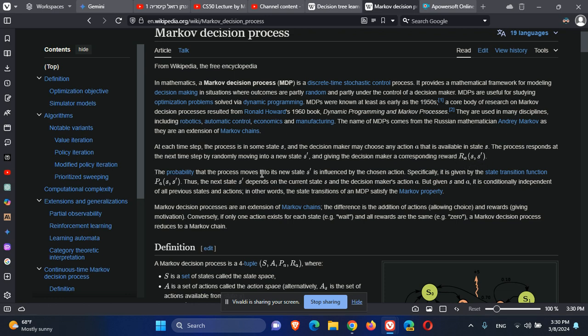The probability that the process moved into a new state S tag is influenced by the chosen action. Specifically, it is given by the state transition function, thus the next state depends on the current state and the decision maker's action A. But given S and A, it is conditionally independent of all prior states and action. In other words, the state transition of an MDP satisfies the Markov property. טוב, כלומר, כדי לעבור ממצב S למצב S tag, יש לך הסתברות מסוימת, וההסתברות הזאת לא תלויה בהיסטוריה, אלא רק במצב הנוכחי שאתה נמצא בו. המאפיין הזה, שיש תלות רק במצב שאתה נמצא ולא בהיסטוריה, נקרא Markov property.